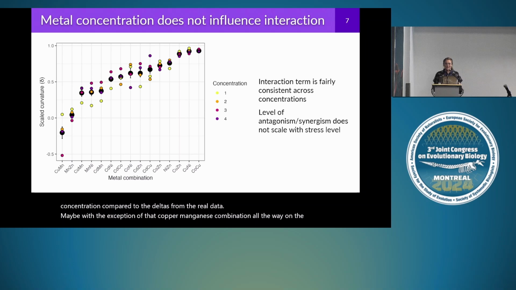So this scaleless feature is nice because it suggests that delta is a useful measure to describe the nature of the interaction and can be used to compare interactions between any two stressors at any stress level. And the contributions from each stressor don't need to be identical.